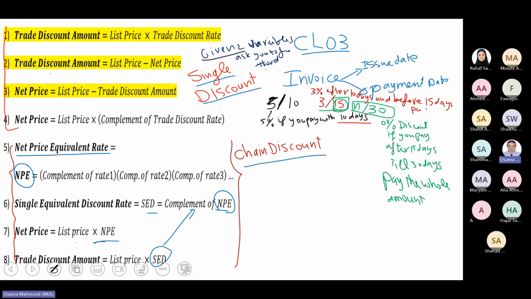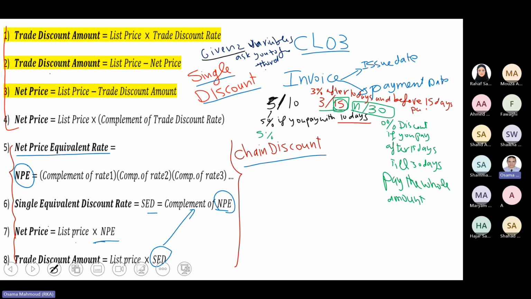But here, if you get 5%, multiply the 5% times the amount, right? This is a discount amount. If you take it from the list price, or the original amount, you will now get the payment you should make, right? This is a single discount.